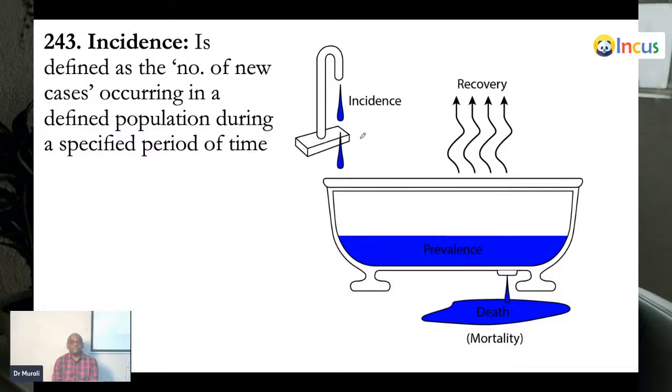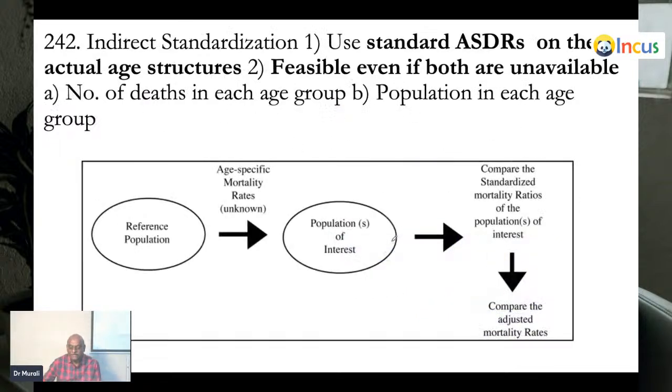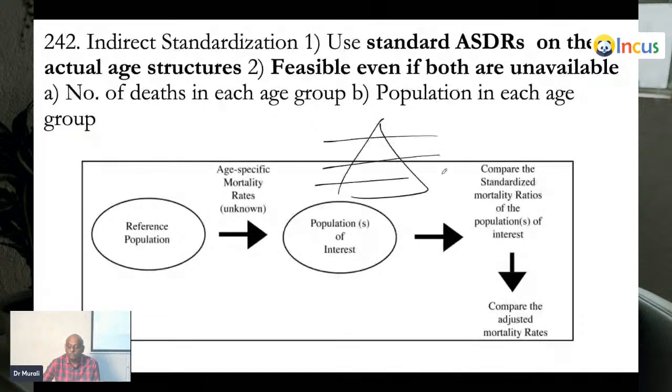So in this whole story, 2 points, if you remember, it's more than enough. Examiner is very happy. What are the 2 prerequisites for direct standardization? Examiner wants it. Understand?